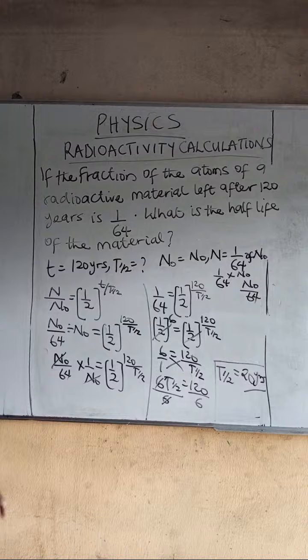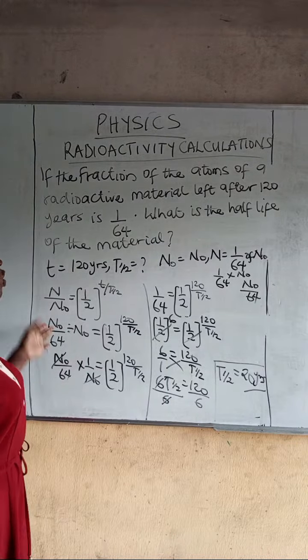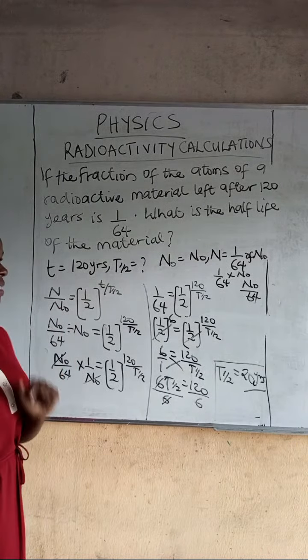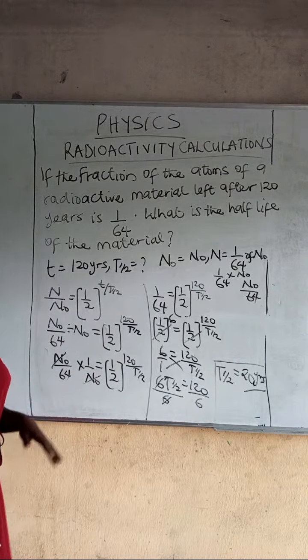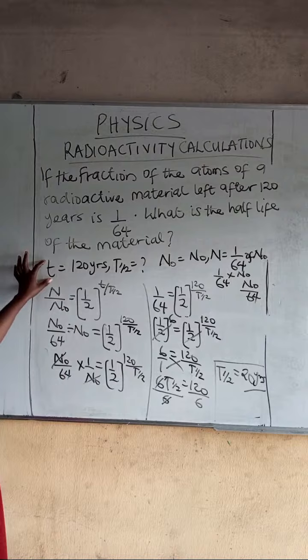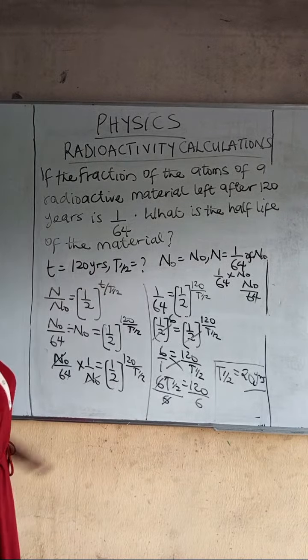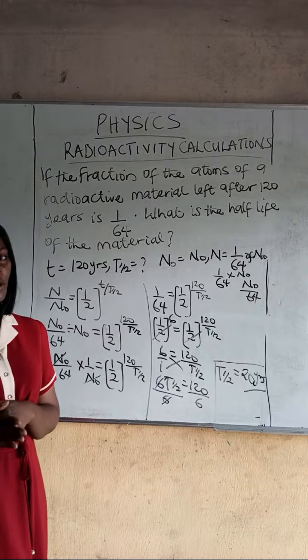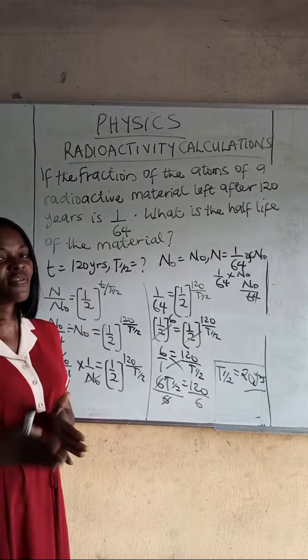Okay, let me go again. If the fraction of the atoms of a radioactive material left after 120 years is 1 over 64, what is the half-life of the material? Now, the time given is 120 years. They're looking for half-life. They did not give us the original number of atoms, but they gave us the fraction of the original number of atoms left after decay.